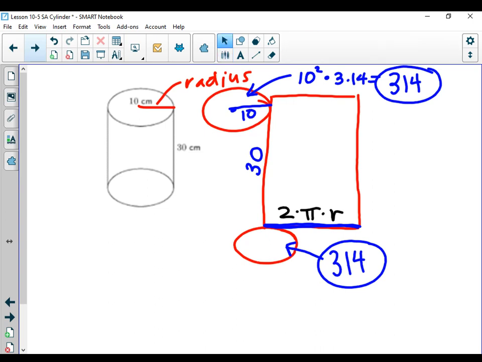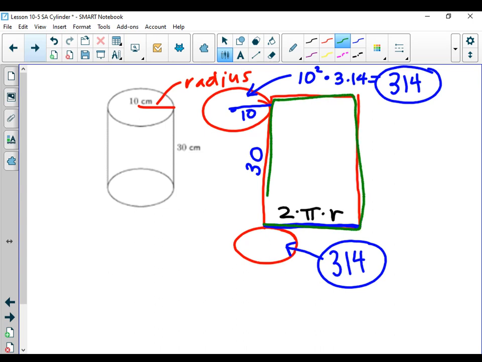So how am I finding my rectangle now? Two times 3.14 times 10, and then times my height 30. The base is weird. 2 pi r was my base. That's so weird, because it came from the circle.